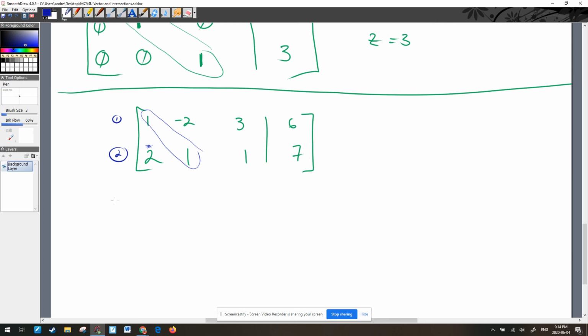That was lovely. Okay, so I need to get a 0 here. There are multiple things that we can do. We can multiply any one row by a constant.